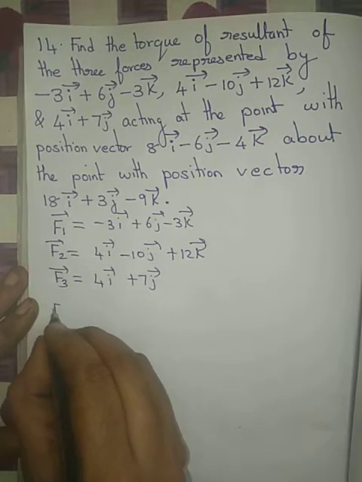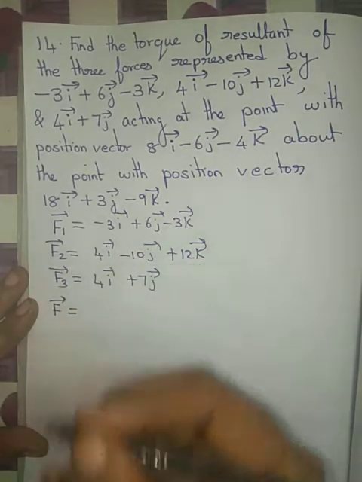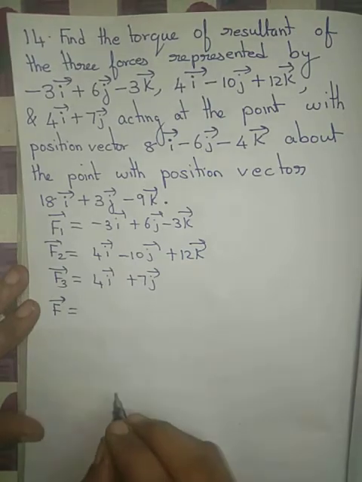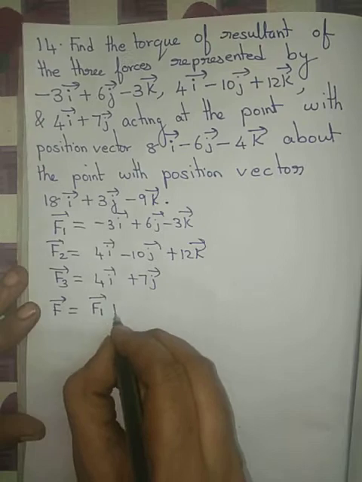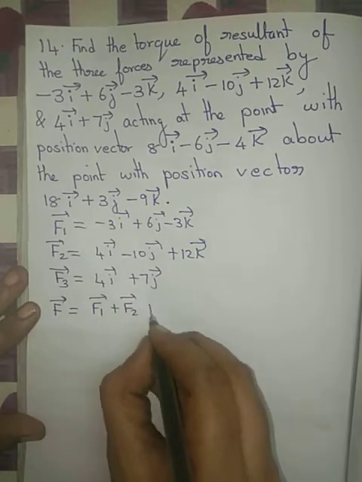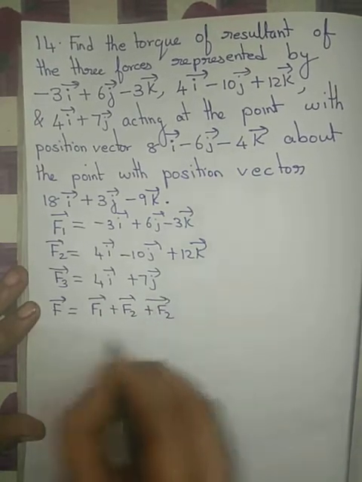So first we have to find F, because all these forces act on the same particle. So to find F, we have to add all these three forces. You know how to add the vectors.